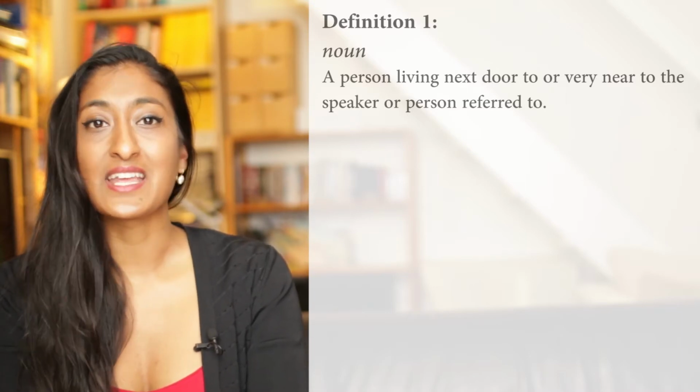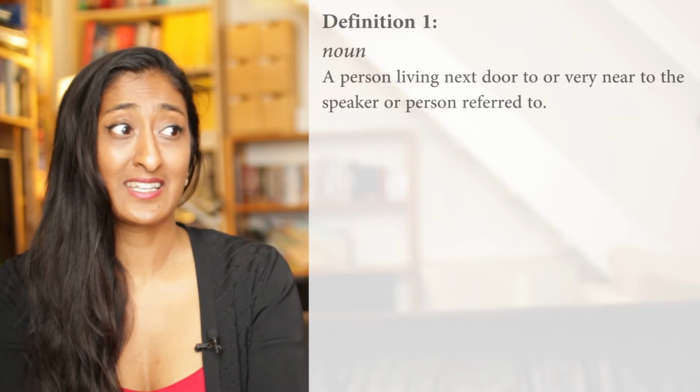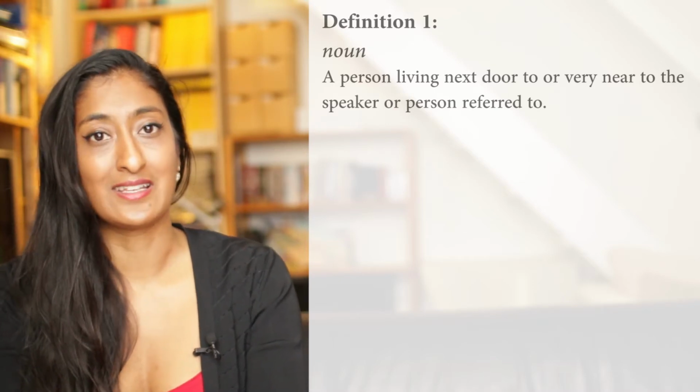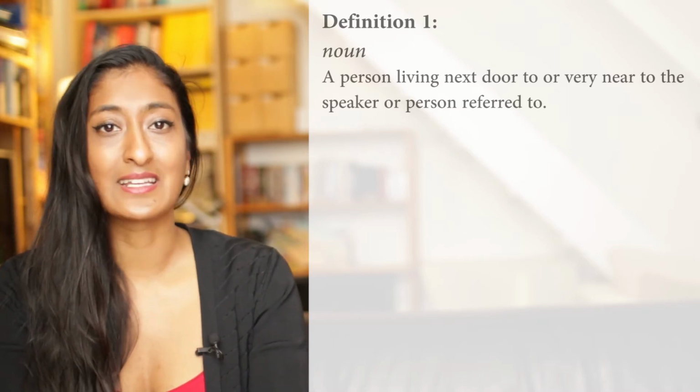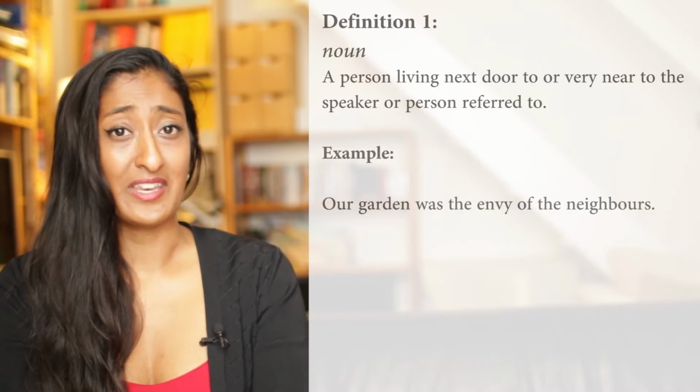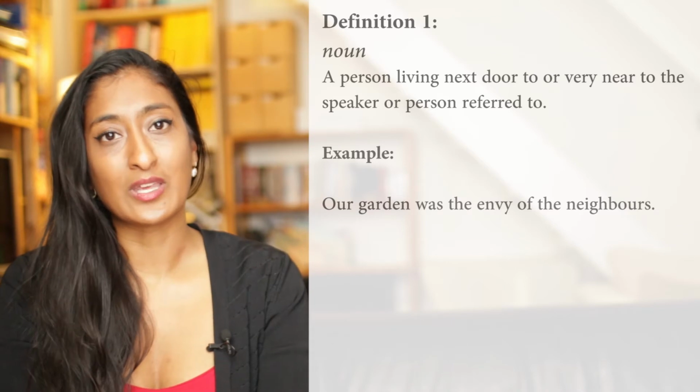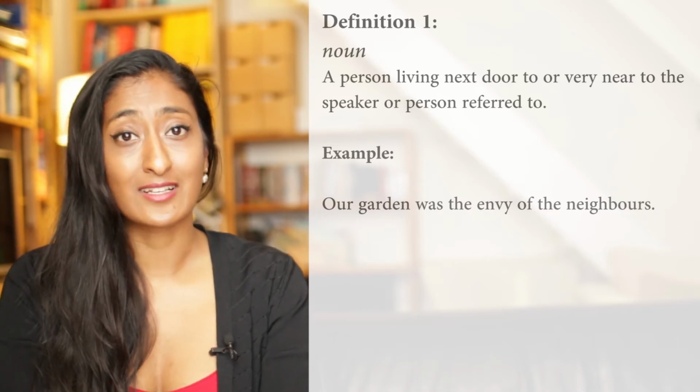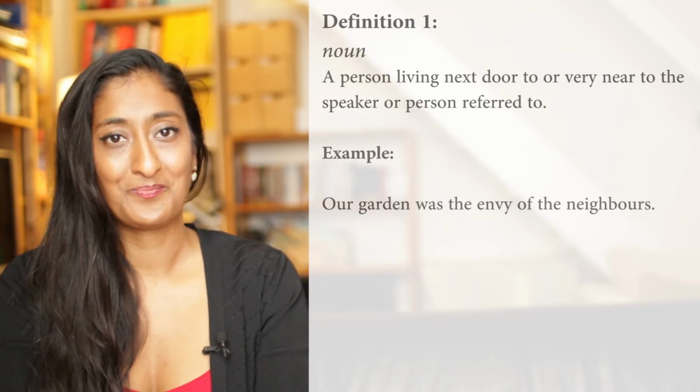So when somebody lives next door to you, or if someone is sitting next to you, you can refer to that person as your neighbour. Here's an example sentence. Our garden was the envy of the neighbours. And in this case, you're talking about the neighbours that are living right next to the house next to you.